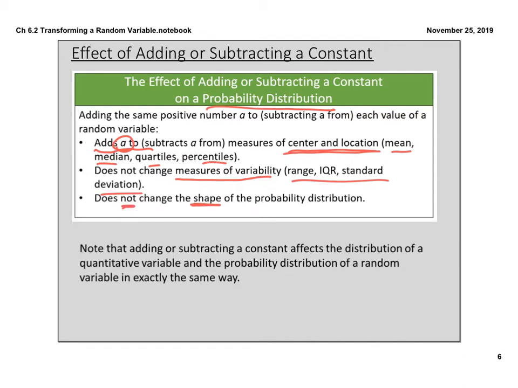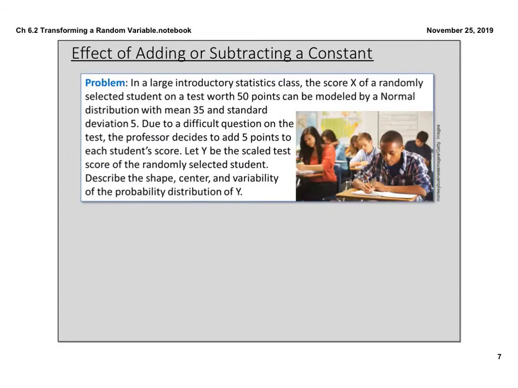It says, note that adding or subtracting a constant affects the distribution of a quantitative variable and the probability distribution of a random variable in the exact same way. So when we looked at this in terms of just a quantitative variable back in chapter 2, it's doing the same thing to a probability distribution here in chapter 6. Okay, that's the good news.